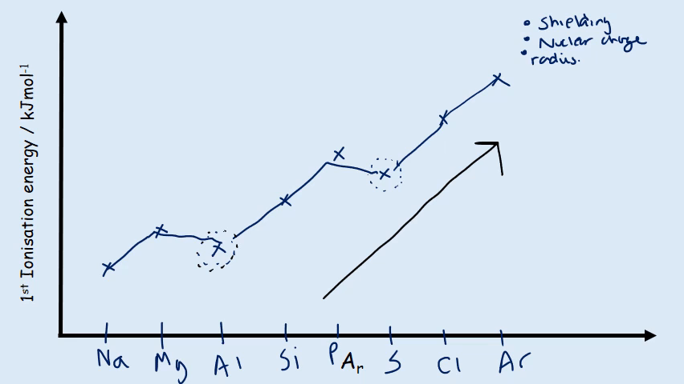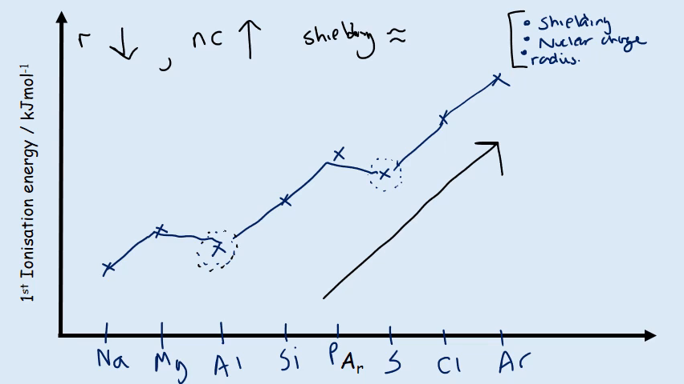So explaining the general trend, I did it at the beginning, but I'll do it again, because as you go across the period, the radius decreases. The nuclear charge increases. That's the number of protons. The proton number is increasing, and the shielding remains about the same. This means that the outer electron is more strongly attracted to the nucleus and more energy is needed to remove it. That's the general trend.